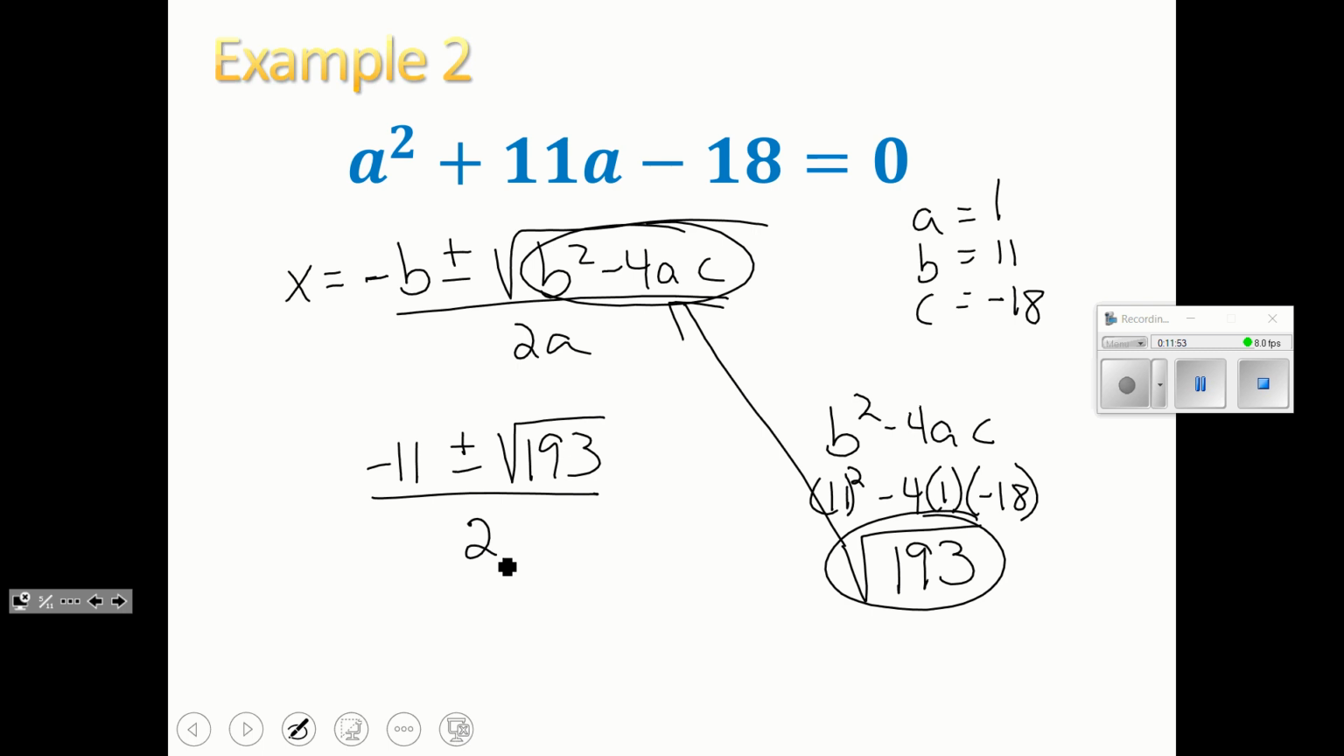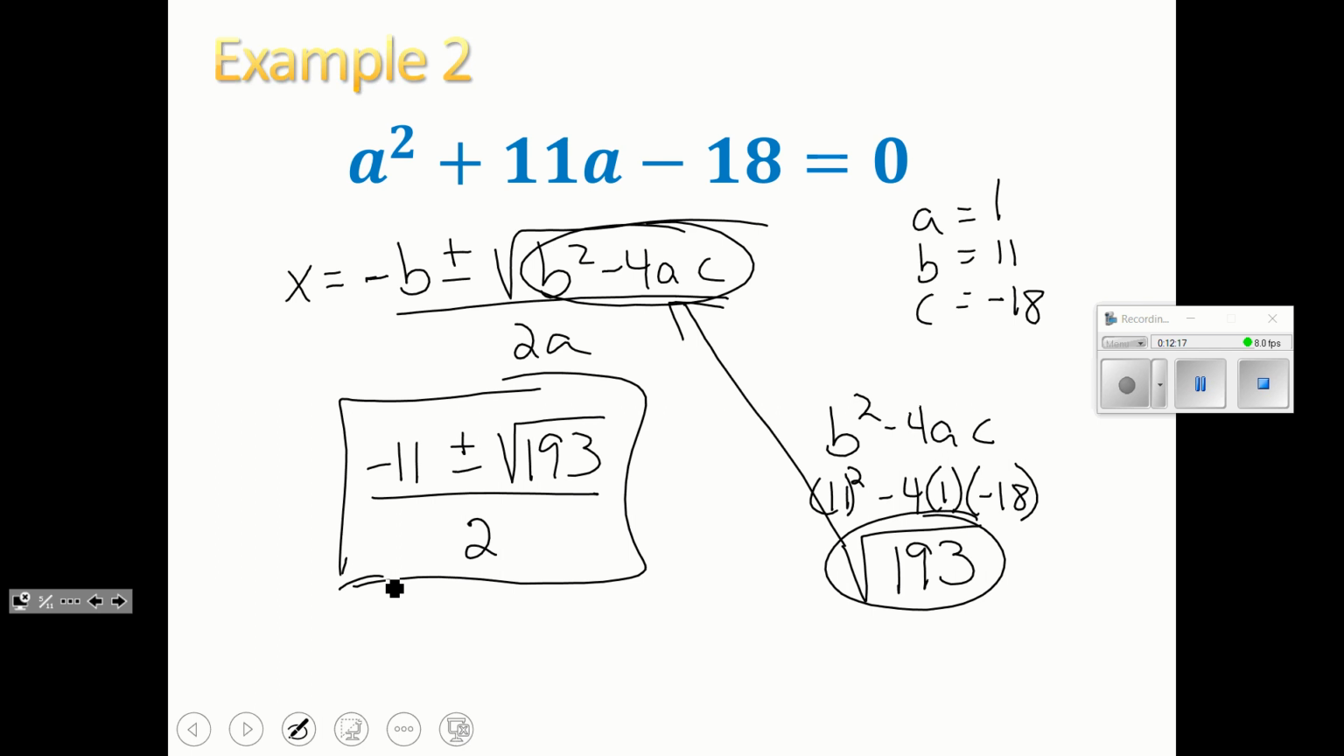And I think at this point in time, you would just leave it like this. Nothing can be simplified. You can't add negative 11 with the square root of 193. I mean, you could, but you have to get a decimal and round it. So most of the time, if it turns out to be irrational, you just make sure the square root is simplified as far as it can go, and you just leave it in square root form. So that is two answers.